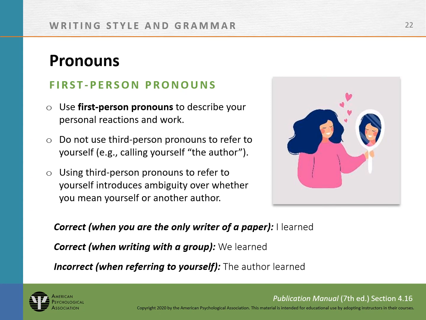Use first-person pronouns to describe your personal reactions and work. Do not use third-person pronouns to refer to yourself, for example, calling yourself the author. Using third-person pronouns to refer to yourself introduces ambiguity over whether you mean yourself or another author. So it is correct to say, I learned. And it is correct to say, we learned as a group of researchers.